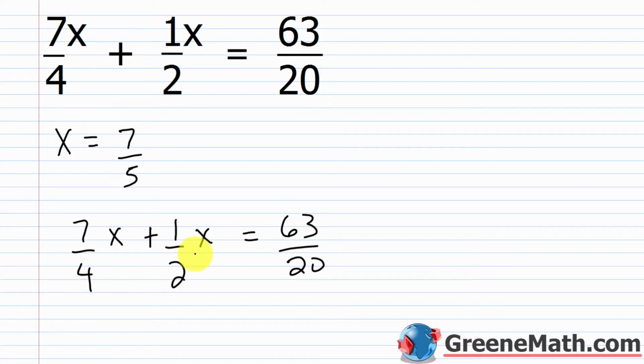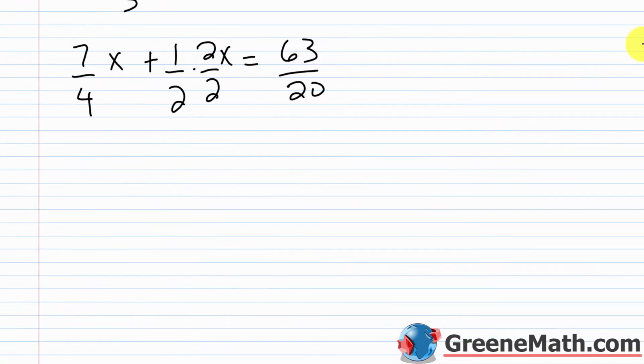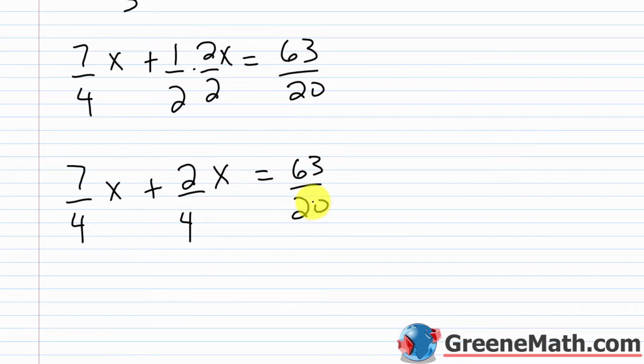If I want to, I can combine like terms here to simplify on the left. So move this x over to the side and get a common denominator. Multiply this by 2 over 2. So then I'll have 7/4 x plus 1 times 2 is 2. So 2 times 2 is 4. So 2/4 x equals 63 over 20. So to combine like terms here, I'm just going to add the numerators. 7 plus 2 is 9. The common denominator is 4. So 9/4 times x equals 63 over 20.